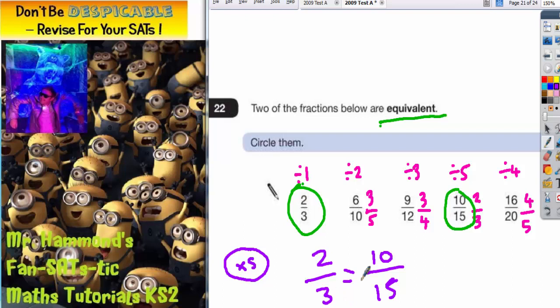Whichever way you do it, you should get 2/3 and 10/15. But I personally recommend that you simplify everything first and see if anything matches.